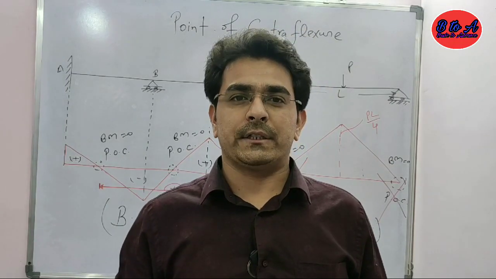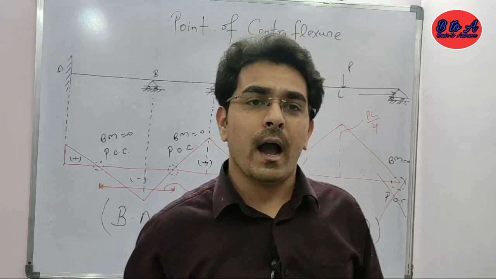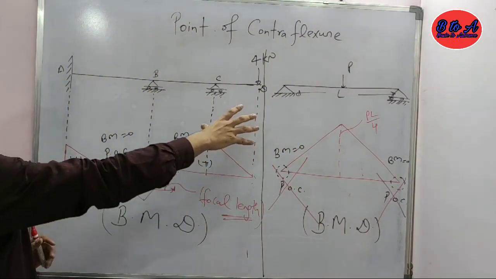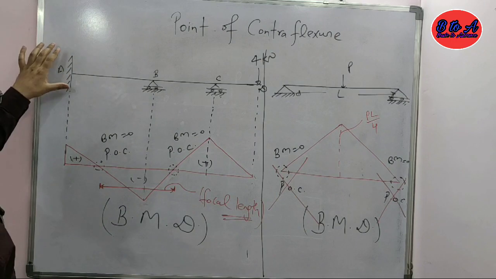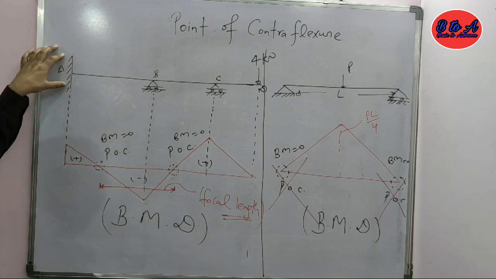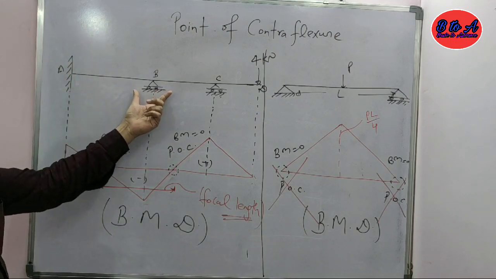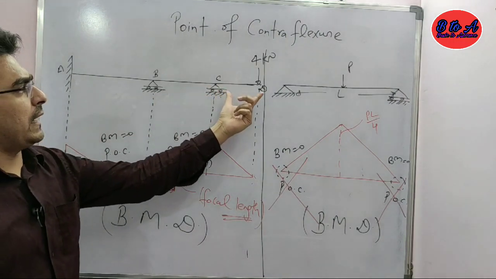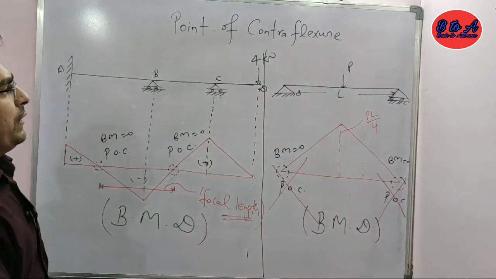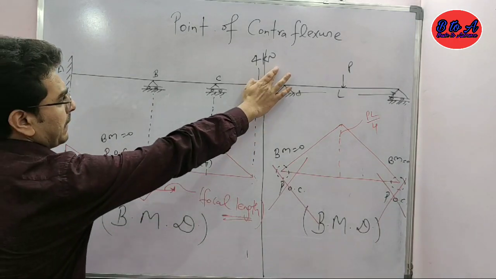Point of contraflexure को better समझने के लिए I have drawn two shape. This is the first shape in which one end is fixed. At point B, roller support is provided. At C, roller support is provided. The end D is free, where a 4 kN load is applied.